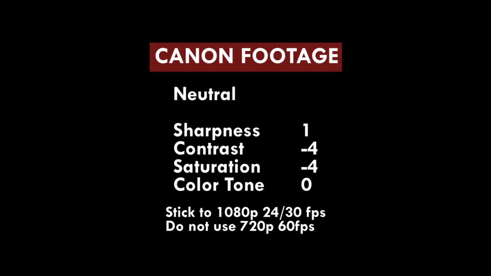For Canon, I use neutral, 1 sharpness, -4 contrast, -4 saturation, and 0 color tone. And for Canon footage, do not use 720p 60 frames per second a lot. You'll really see the difference in the loss of resolution when it's put next to the Sony footage, which looks much crisper. It has a better pixel readout and all of that. So as much as possible, stick to the 1080, 24, or 30.